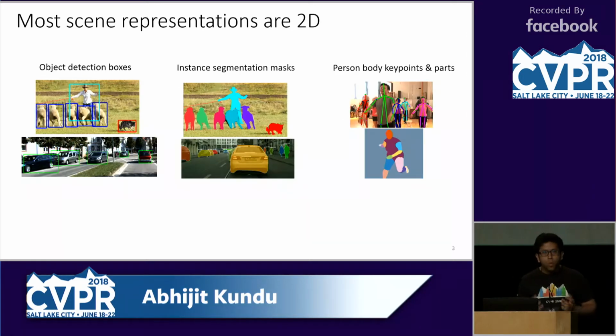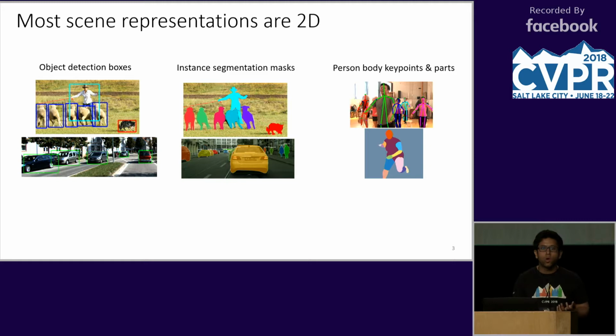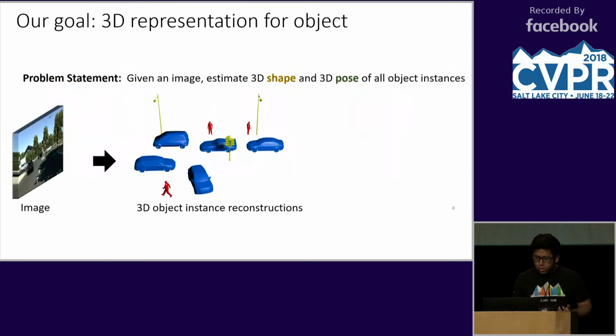So what should this representation be? Typically, most of the scene representations are in 2D, starting from 2D object detection boxes, or a 2D instance segmentation mask, or even for a body, we have 2D key points or body part segmentation. However, all these representations are fine, but they are not really that useful for a lot of real-world applications. For example, if you want your robot to navigate in 3D, you need a 3D representation. And these 2D representations are often not sufficient. So the goal of our work is to get a 3D representation of the scene.